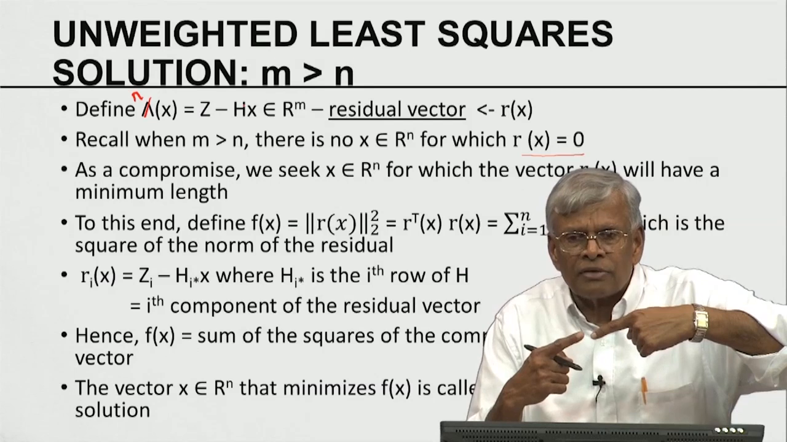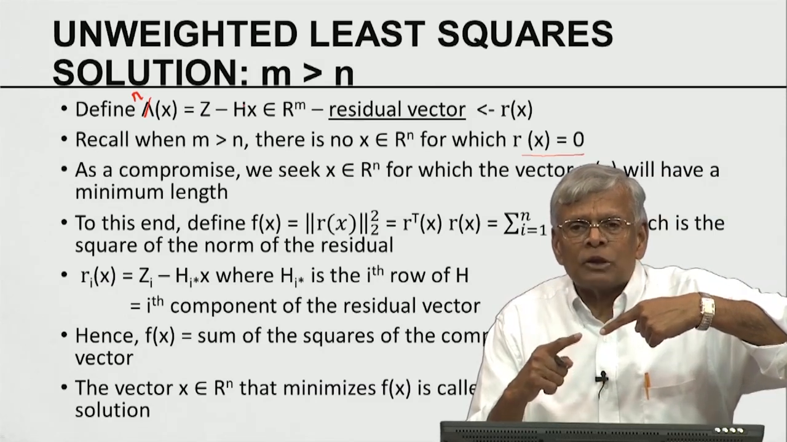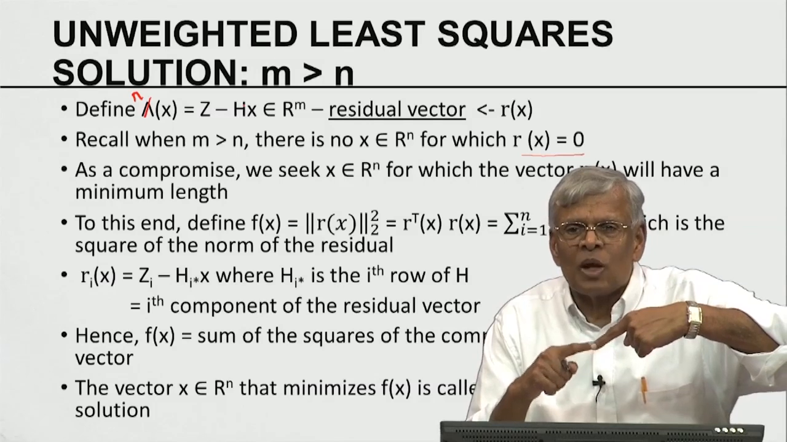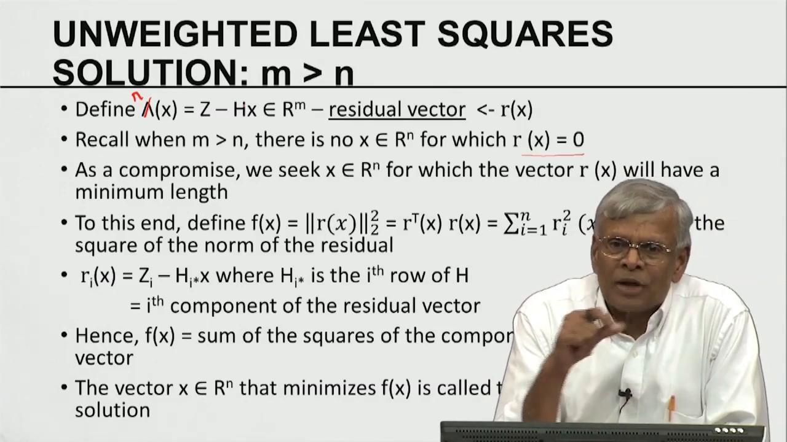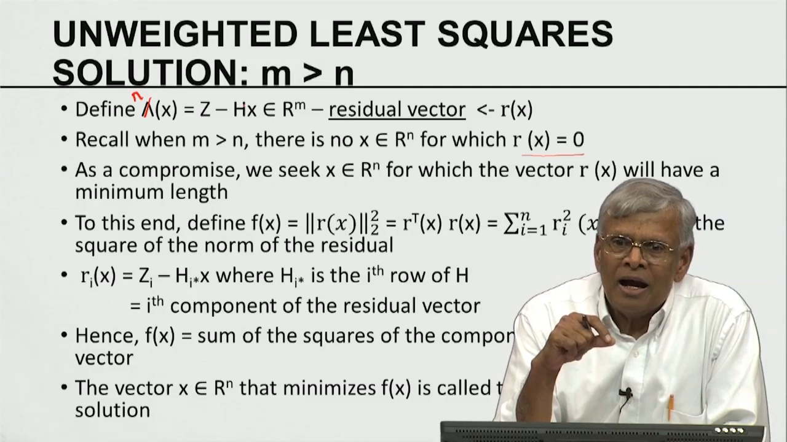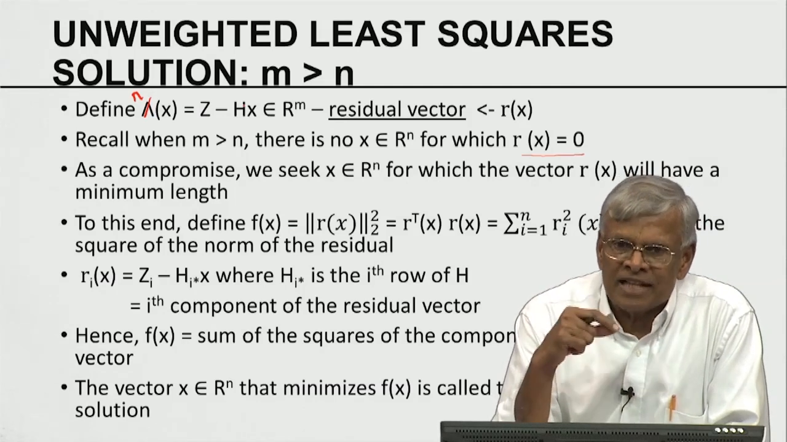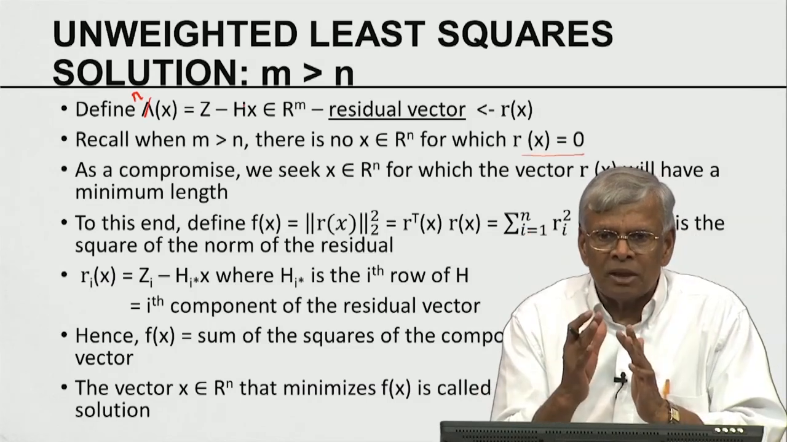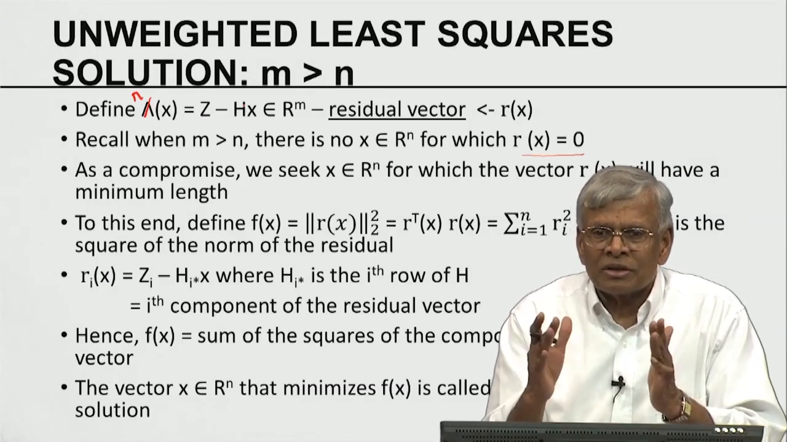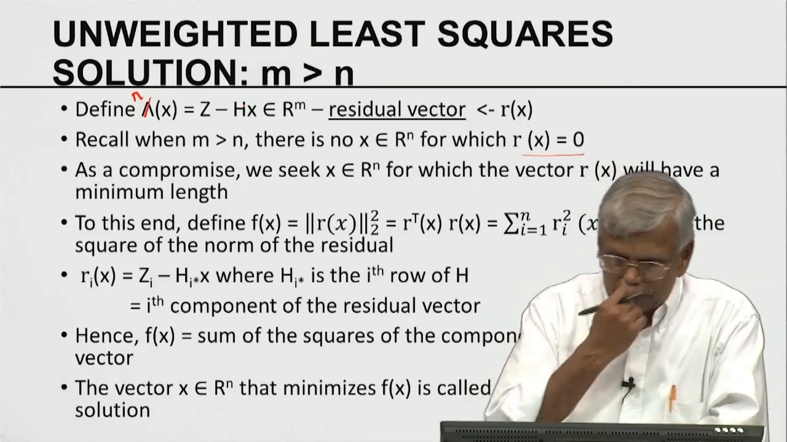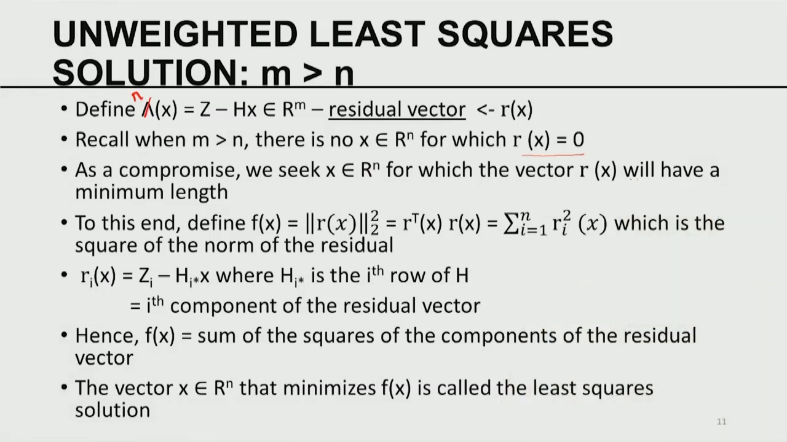So what is the generalization of the classical solution? For every x, r of x is a vector. Every vector has a length. I want to find an x for which the length of this residual vector is a minimum. If the length of the residual vector is a minimum, I am trying to force the left hand side to be as close to the right hand side as possible. We cannot make the left hand side and the right hand side exactly equal, but we can bring them as close as possible. This notion of being close instead of being equal is the generalization that comes from the concept of least squares. So as a compromise, we seek a vector x belonging to R^n for which the vector r of x will have a minimum length.